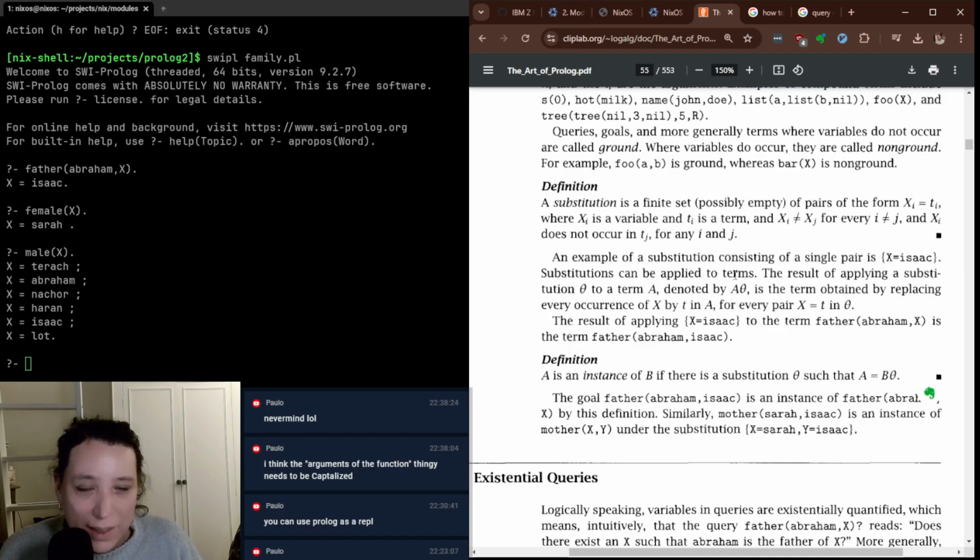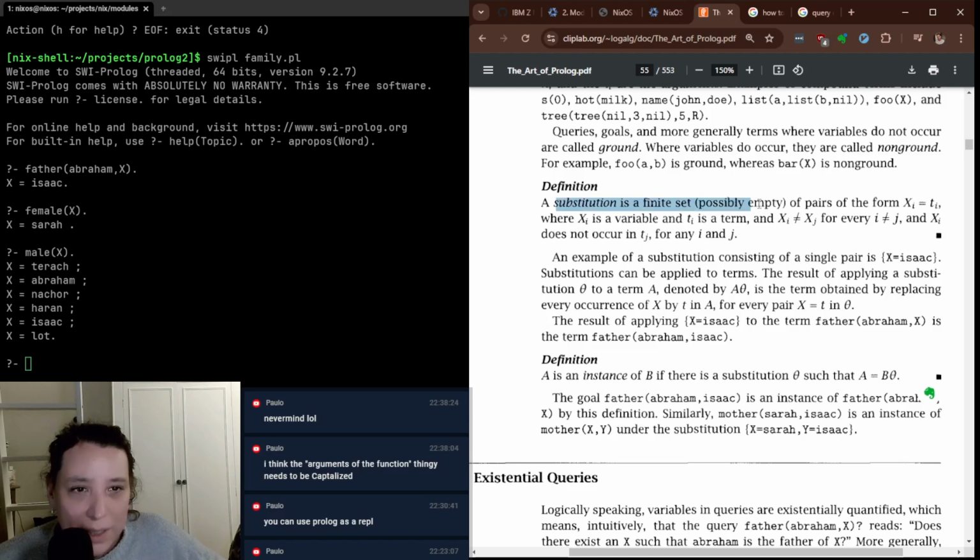Substitutions can be applied to terms. The result of applying a substitution theta to a term A, denoted A theta, is the term obtained by replacing every occurrence of X in A by T for every pair X = T in theta. The result of applying X = Isaac to the term father(Abraham, X) is the term father(Abraham, Isaac). Okay, I think we can unpack this a little bit, but basically you're going to pass in stuff and then you replace it here. It feels a lot like lambda calculus.